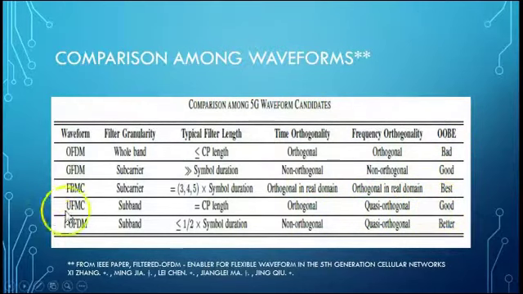Then there is another class of waveform called filtered OFDM, in which case the filter granularity is subband, and the filter length is still high. It's around less than or equal to half of the symbol duration. It is again non-orthogonal in the time domain and quasi orthogonal in the frequency domain, and it has a good out of band emission.